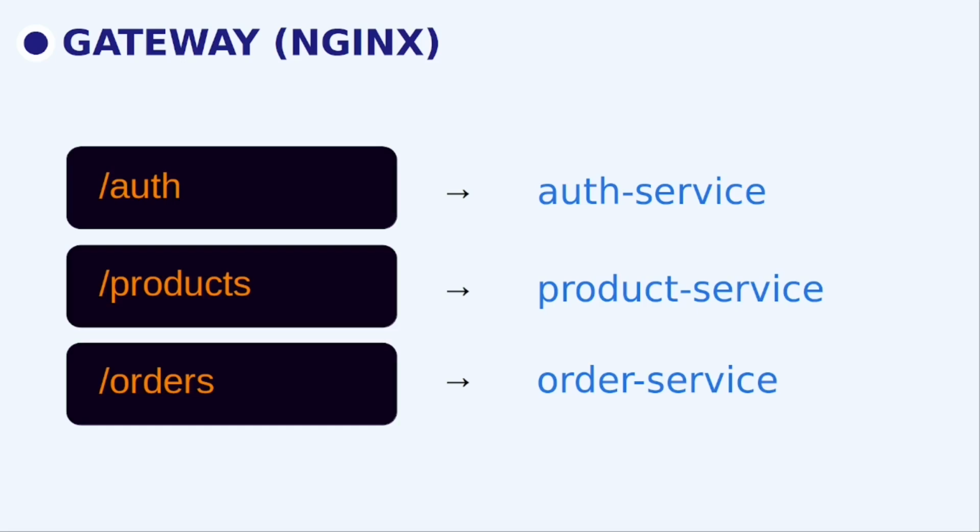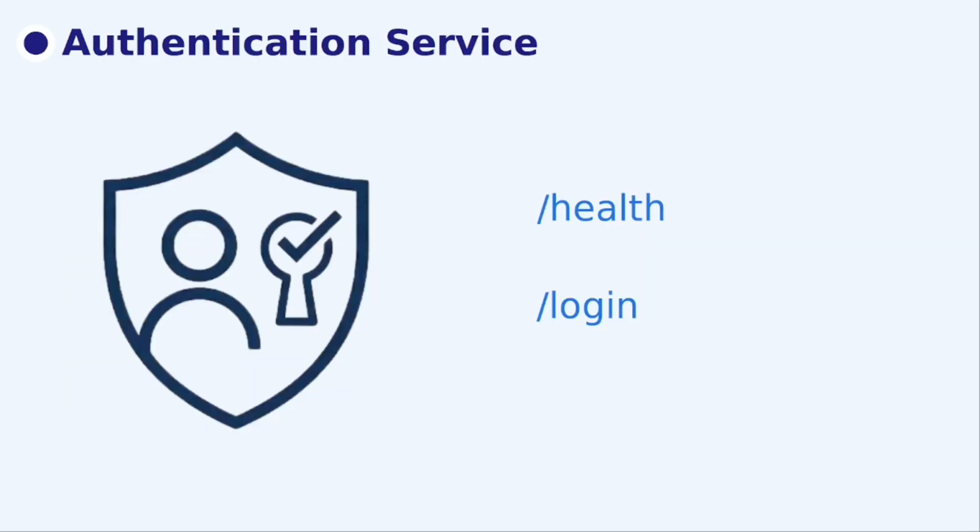Gateway. The gateway is the entry point of the system. We use NGINX to route requests. /auth points to the auth service, /product points to the product service, and /orders points to the order service. The gateway acts like an API gateway in a real-world system. It is responsible for routing, security, and traffic control. Clients never talk directly to internal services.